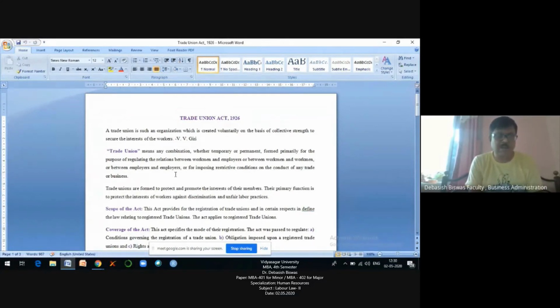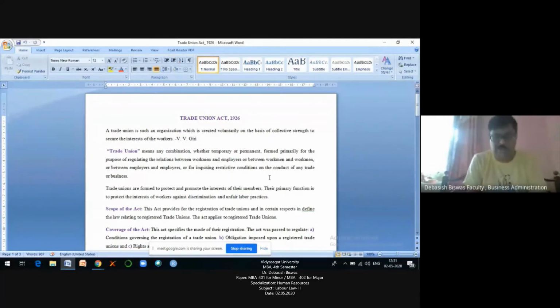It is not like that only the workers will form the trade union. Trade union may be formed by workers, trade union may be formed by the employers. So many management associations are there. So many employers associations are there. That's why in this act it is mentioned, it is formed primarily for the purpose of regulating the relations between workmen and employers, or between workmen and workmen, or between employers and employers, or for imposing restrictive conditions on the conduct of any trade or business.